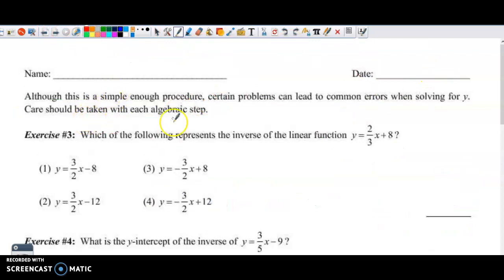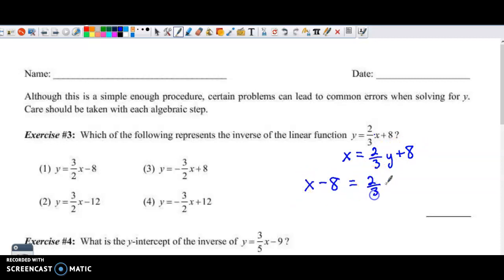So we're going to do the same thing over and over again. Just every problem is just a little bit different. And so, switch x and y: x equals 2/3 y plus 8. Solve for y. So subtract the 8 over.